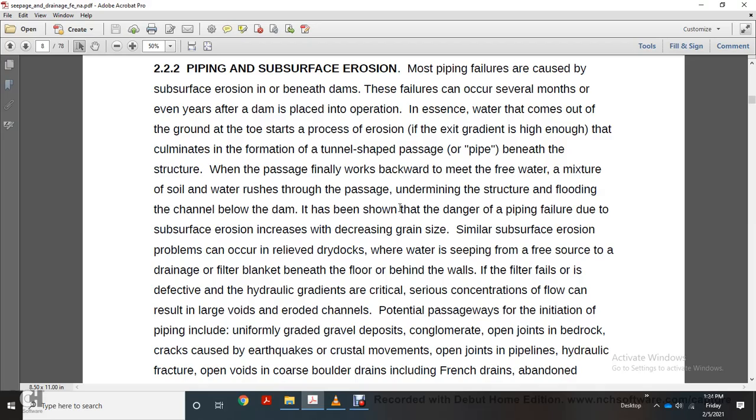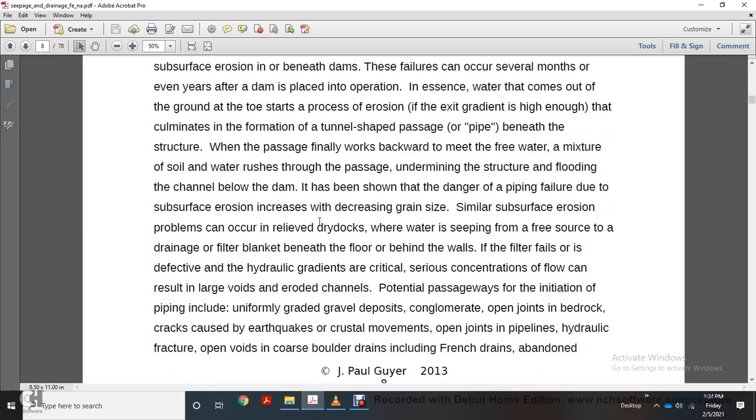The danger of piping failure due to subsurface erosion increases with decreasing grain size. Similar subsurface erosion problems can occur with a relief well or dry dock, where water seeping into the free surface is drained through a filter blanket beneath the floor and behind the walls. If the filter fails, or if the effect of the hydraulic gradients is critical, serious concentration of the flow must result in large voids and eroded channels.